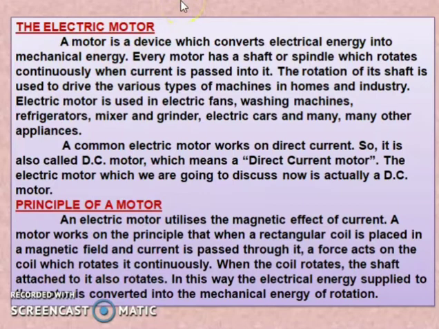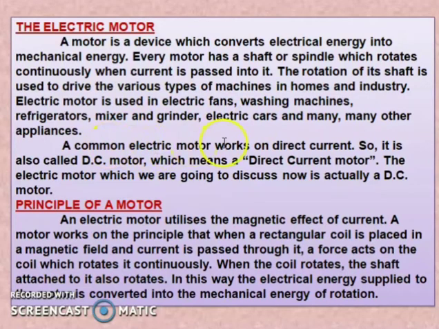Next, we are going to see the electric motor, and it is a very important question. So first, what is a motor? A motor is a device which converts electric energy into mechanical energy. Every motor has a shaft or spindle which rotates continuously when current is passed into it. The rotation of its shaft is used to drive various types of machines in homes and industries. For example, electric motors are used in electric fans, washing machines, refrigerators, mixers, grinders, electric cars, and many other appliances.